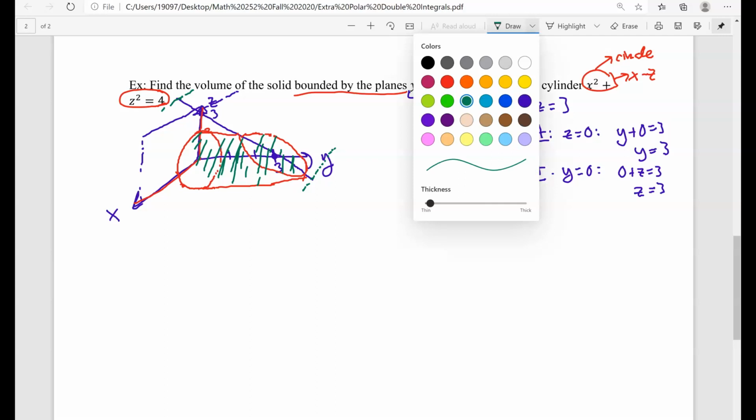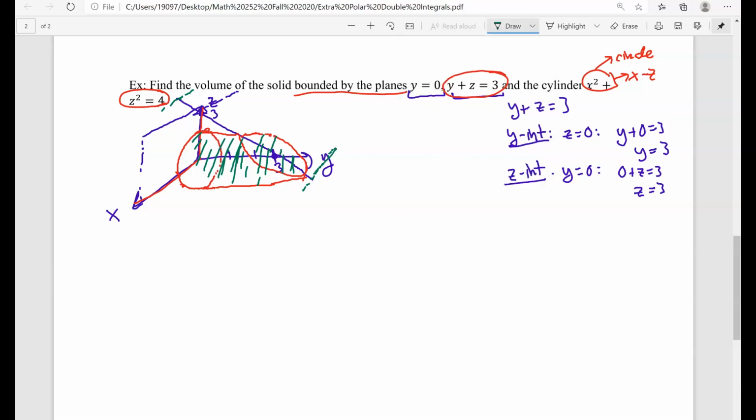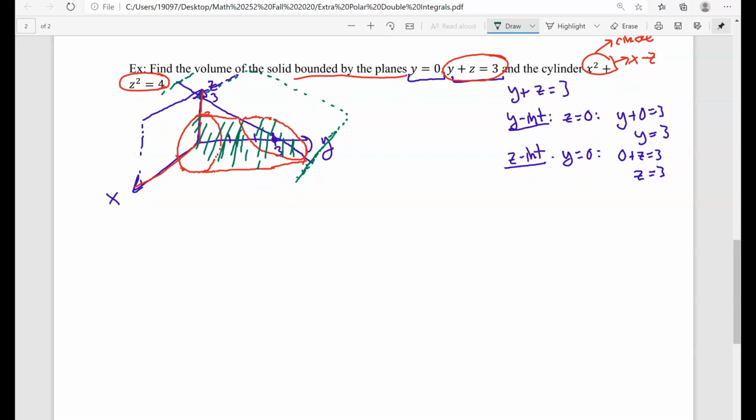So if you want me to draw the plane a little bit better, imagine that you have this sheet of paper. You're right, this is just a plane. Okay, so this is basically what the shape should somewhat look like. Okay, and now we want to find the volume of all this.